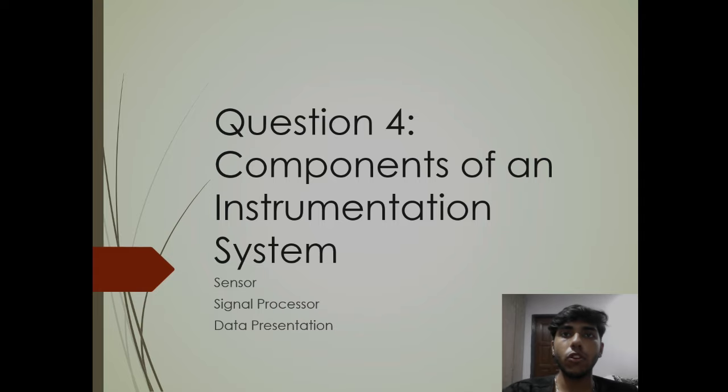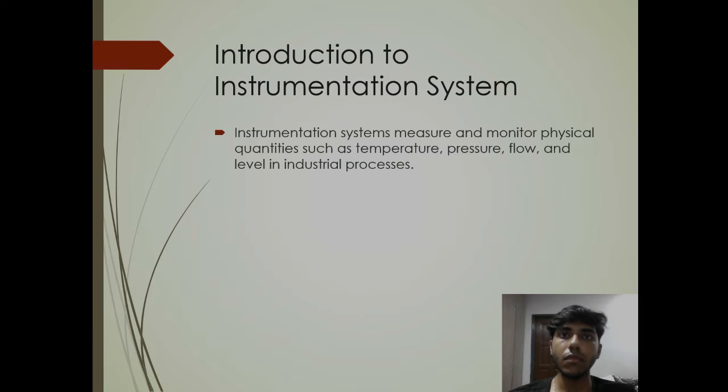And now on to question 4, which is components of an instrumentation system. An instrumentation system is used to measure and monitor physical quantities in industrial processes. These quantities include temperature, pressure, flow, and liquid level. Instrumentation systems are important because they help industries observe process conditions and ensure safe and efficient operation.